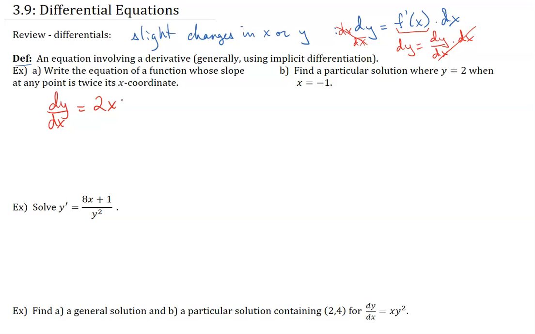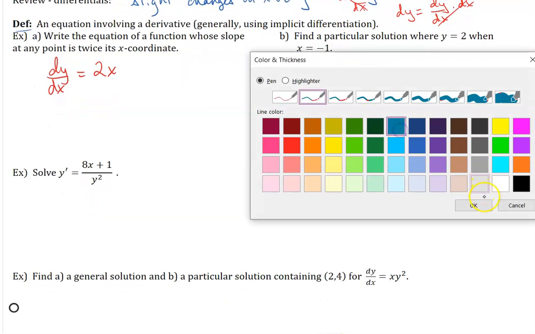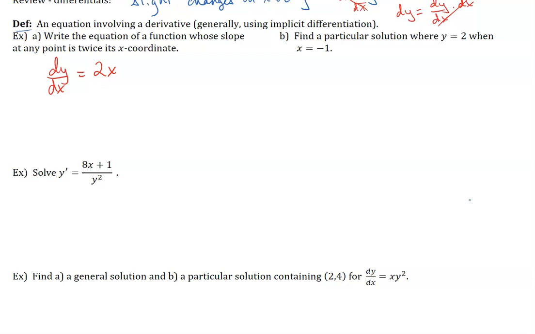Now, this right here is a differential equation. We want to write the equation of a function. So what we are going to do is solve the differential equation. So here's the process for solving differential equations. The first thing we want to do is get all of the y stuff on one side by itself, and then all of the x stuff, including dx, needs to go to the other side. So I'm going to start by multiplying both sides of the equation by dx, and so we have dy equals 2x dx.